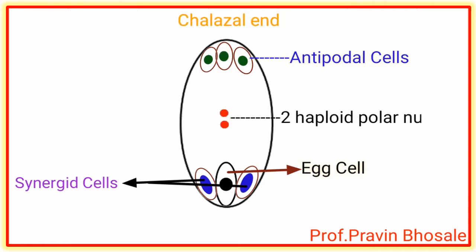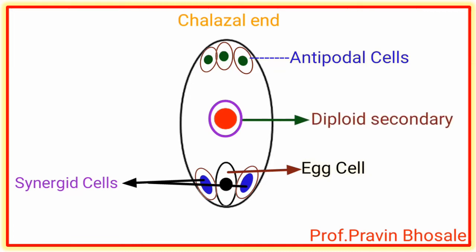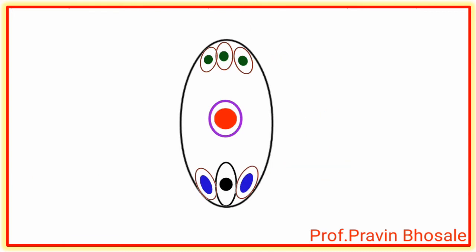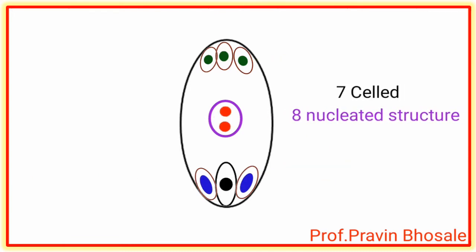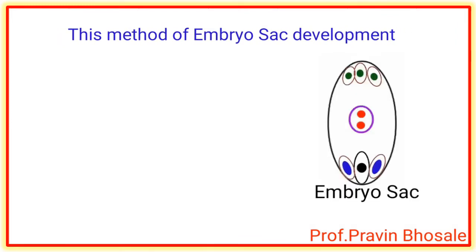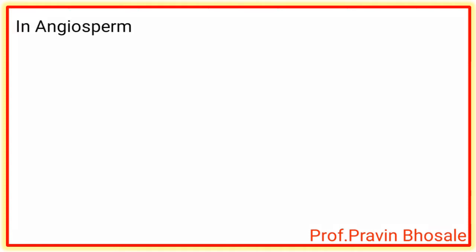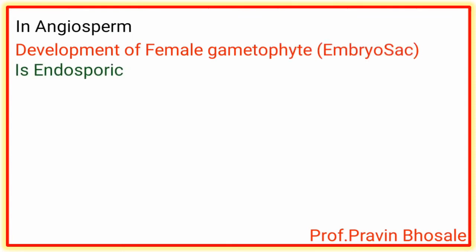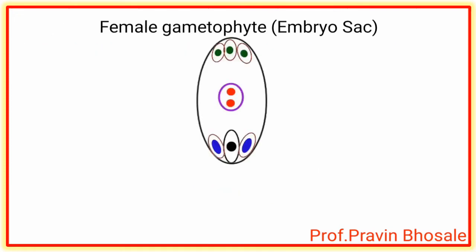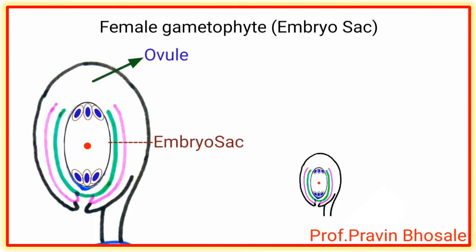The 2 haploid polar nuclei of the large central cell fuse to form a diploid secondary nucleus, or definitive nucleus, just prior to fertilization. This 7-celled and 8-nucleated structure is called an embryo sac. This method of embryo sac development from a single megaspore is described as monosporic development. In angiosperms, the development of the female gametophyte is endosporic, that is, within the megaspore. The female gametophyte, that is the embryo sac, is colorless, endosporic, and is concealed in the ovule enclosed by the ovary.